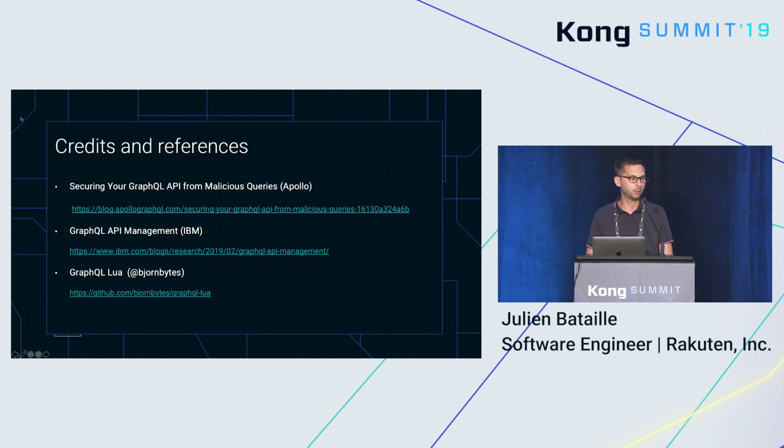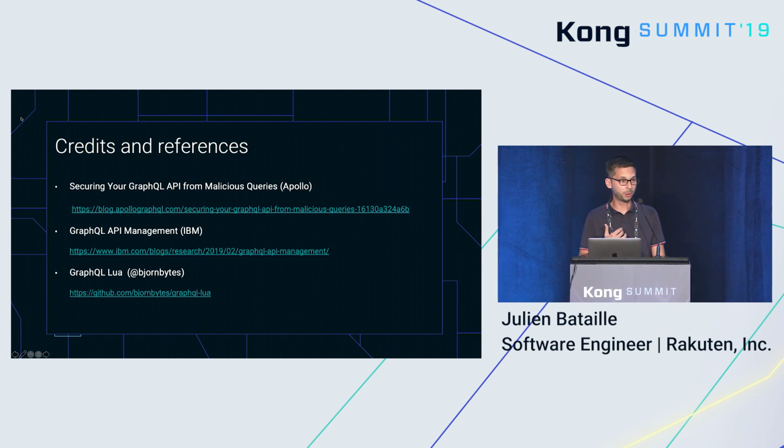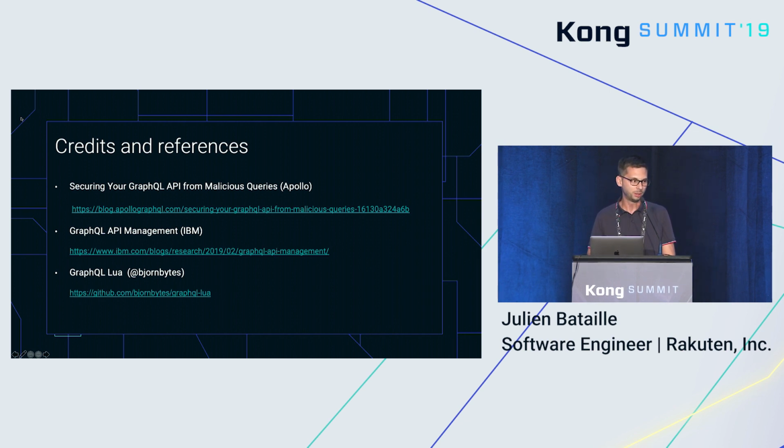Just a few words about credits and reference. If you want to learn more about this, you should really look into the Apollo blog. They have a great article describing the many kinds of policies you can or should implement on your GraphQL APIs to protect your upstream. IBM also has an interesting blog post about the topic. And finally, what was very useful to implement this plugin is that there is an implementation of GraphQL in Lua, and we use the parser from this implementation. Thank you.